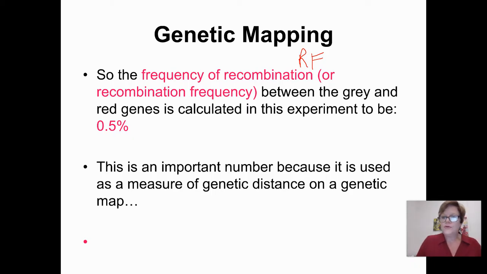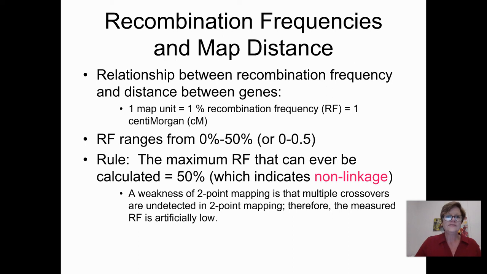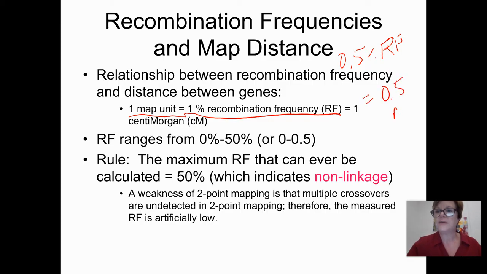And that's going to be an important number because we use RF as the measure of genetic distance on the map. So here's the rule. 1% of recombination frequency is equal to 1 map unit, so it's an exact correlation. So if we have 0.5% recombination frequency, then that's going to be equal to 0.5 map units. So you just get rid of the percent and you put map units, and that's the distance.